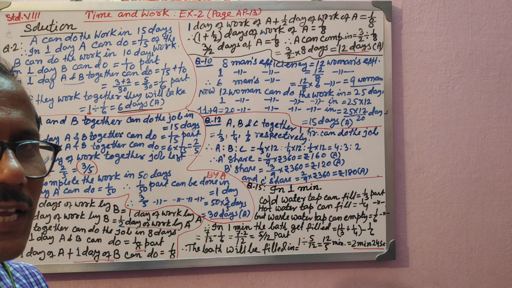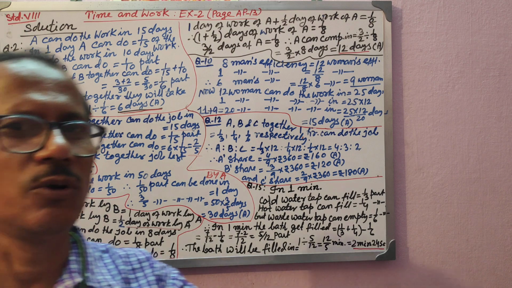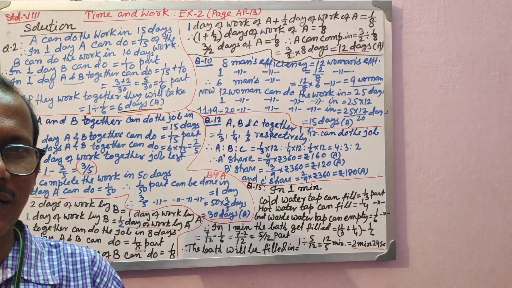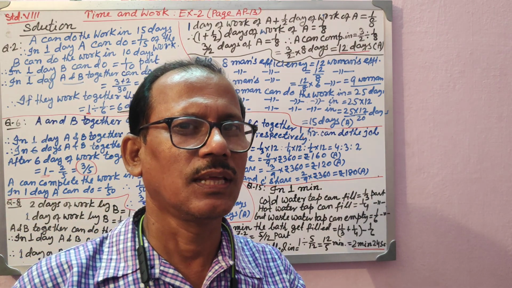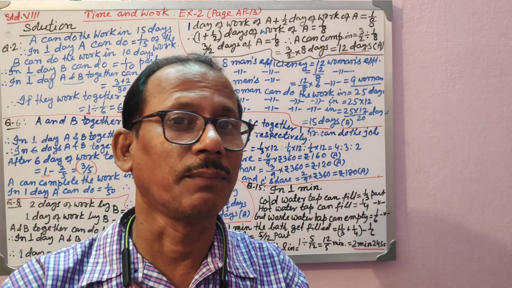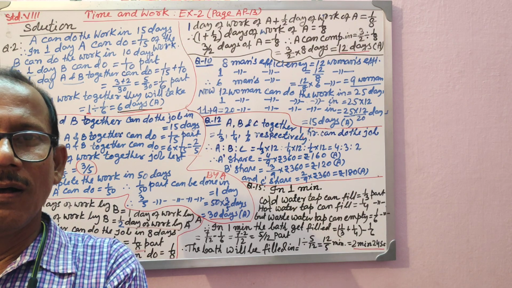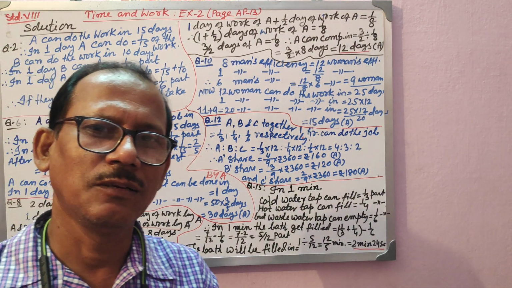I will explain once again. In 1 day, whatever B can do, A can do in half a day. So A and B together, it is given to you as the clue, can complete in 8 days. That means A and B in one day can do 1 by 8 part of the job. Could you understand? So 1 day of A plus 1 day of B can do 1 by 8 part.